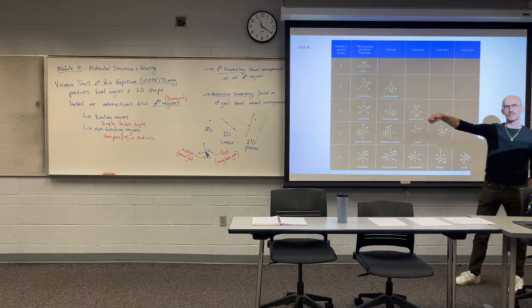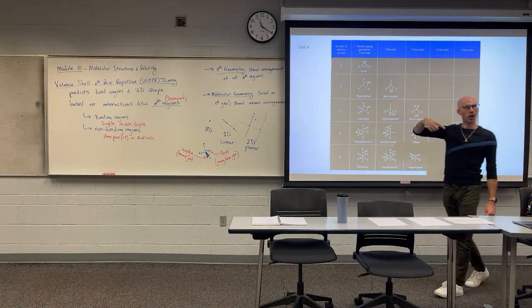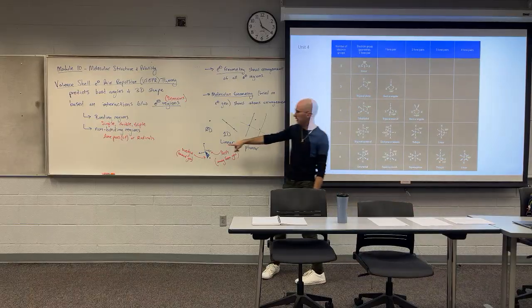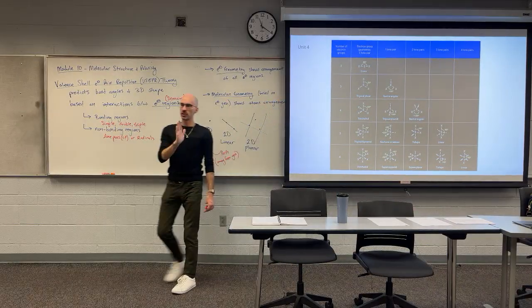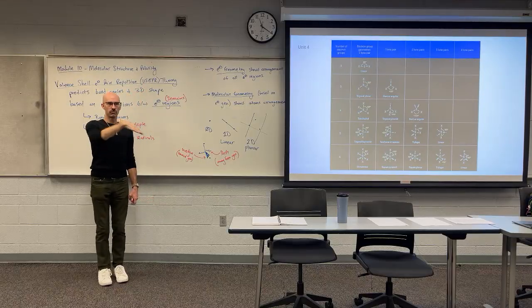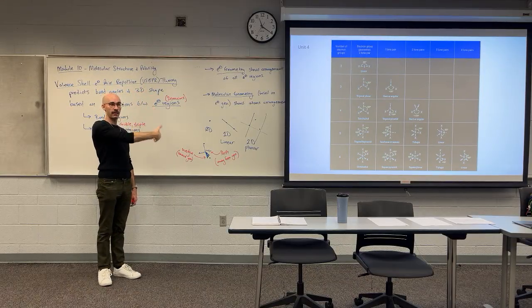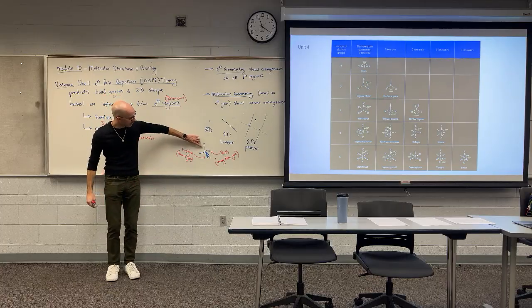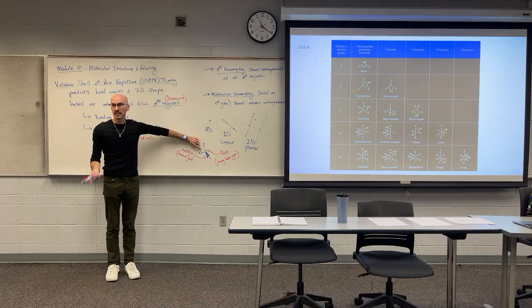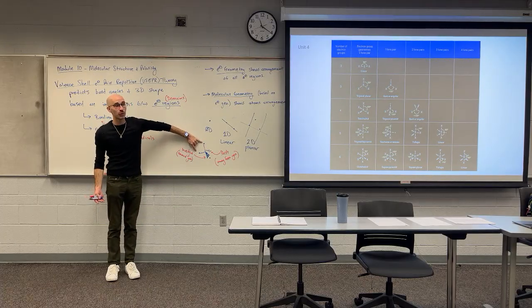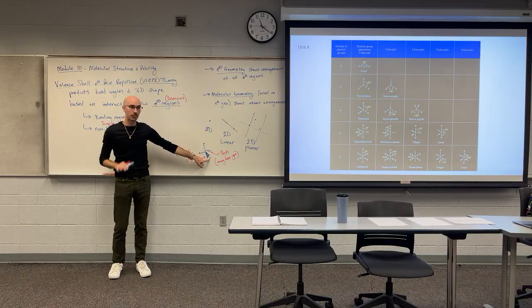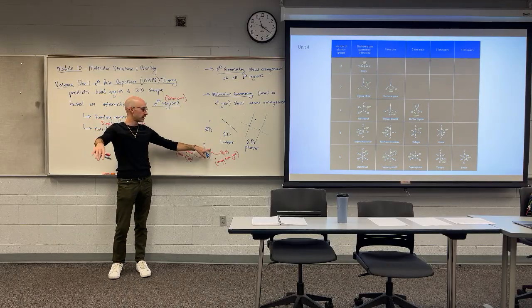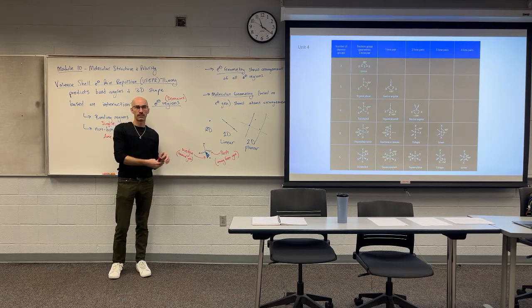So what do those lines mean that aren't wedges and aren't dashes? What are these? They're just showing us where that region is and that it's in the plane of the board. These two lines are in the same plane. These two groups are in the same plane. Whereas this group is coming towards you out of the plane, and this group is going away from you.